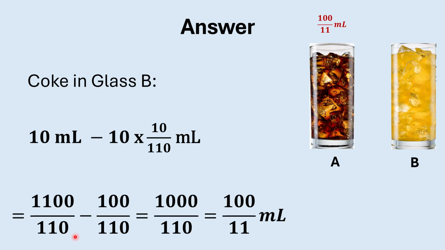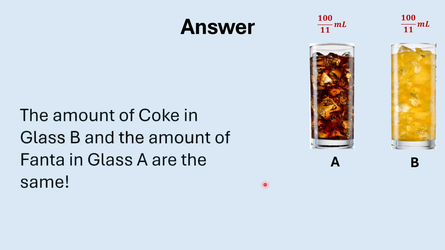And because they have the same denominator, we can just subtract the numerator. So it's just equal to 1000 over 110, and we can simplify it to 100 over 11 milliliter. So that means there is 100 over 11 milliliter of Coke in glass B at the end, and they are the same. Quite amazingly, the amount of Coke in glass B and the amount of Fanta in glass A are just the same after all these processes.